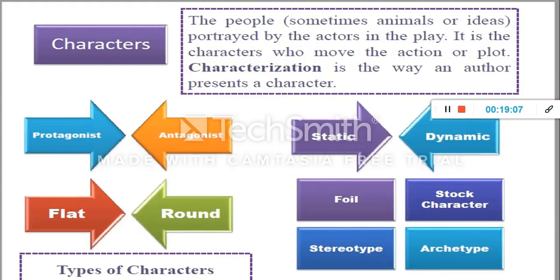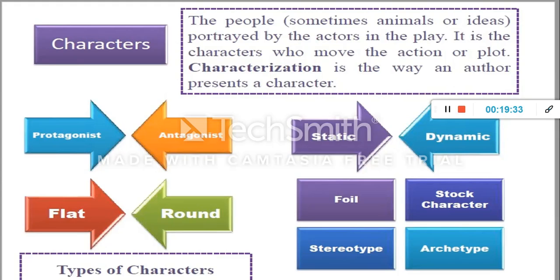We have another term introduced here, which is characterization. It is the way that the author presents the character, because we have many different characters. We also have many different ways of characterization. Two main types of characterization are implicit and explicit characterization.